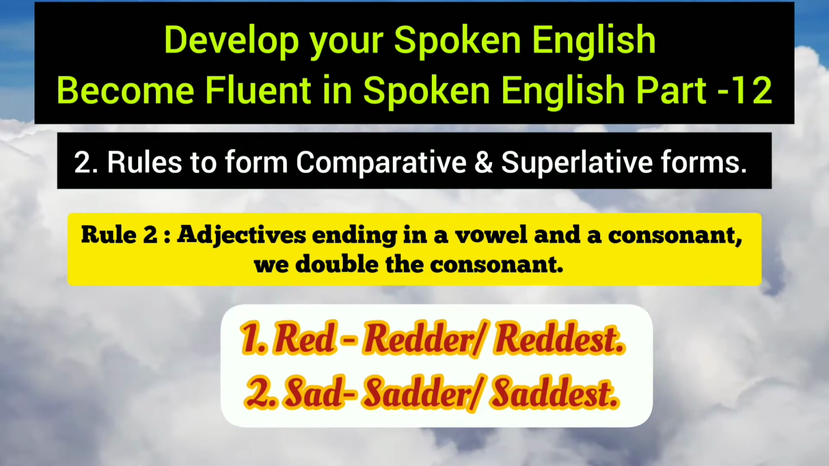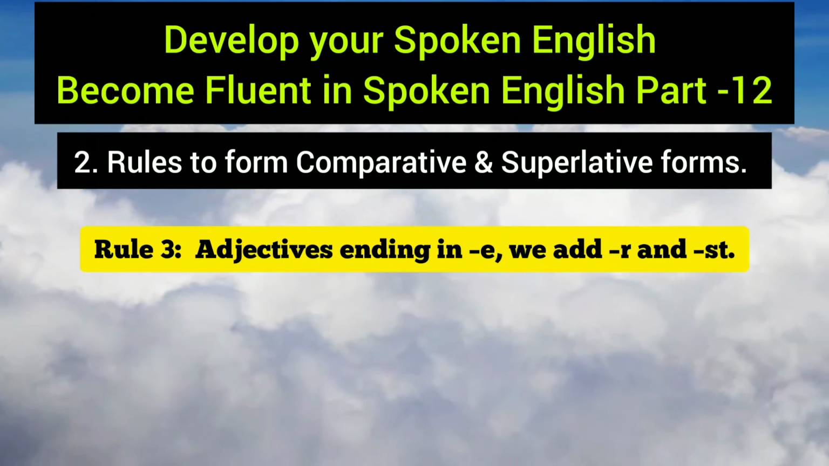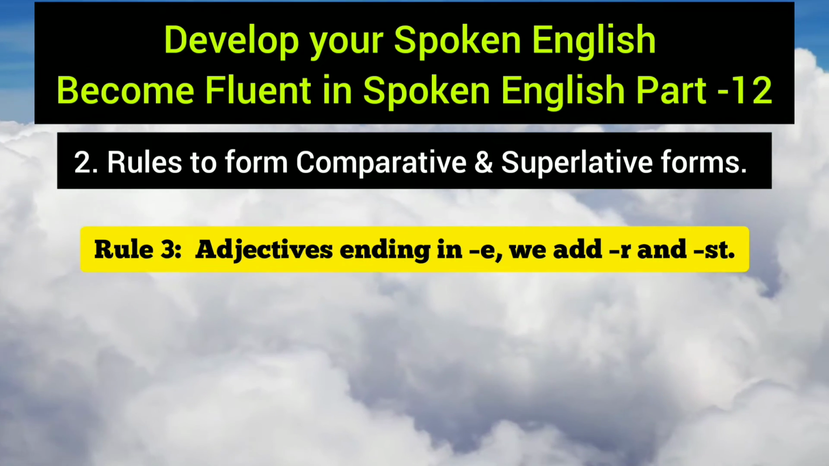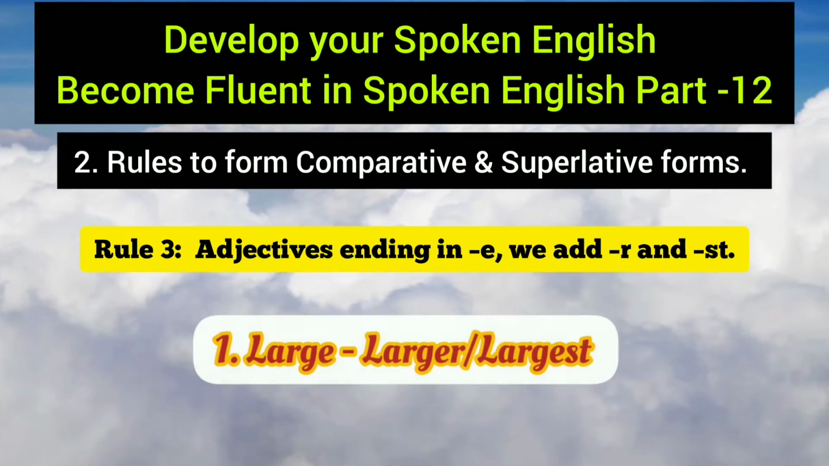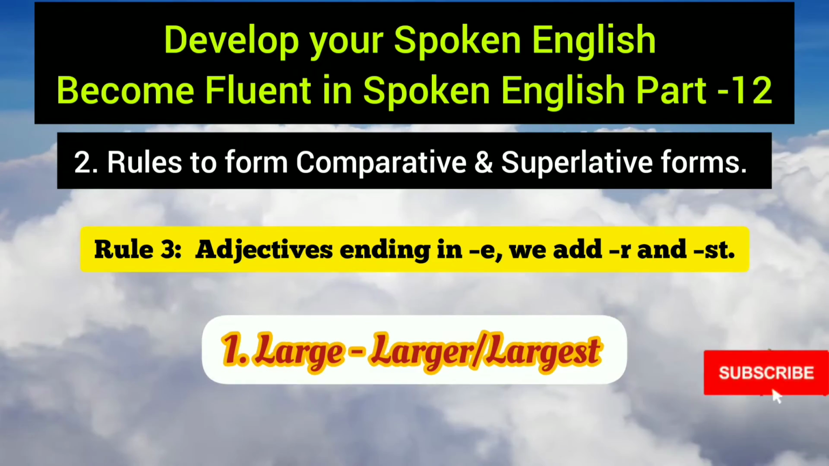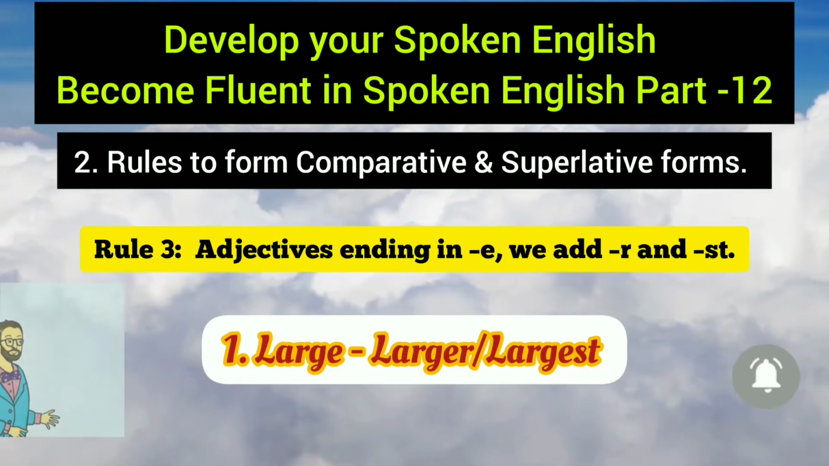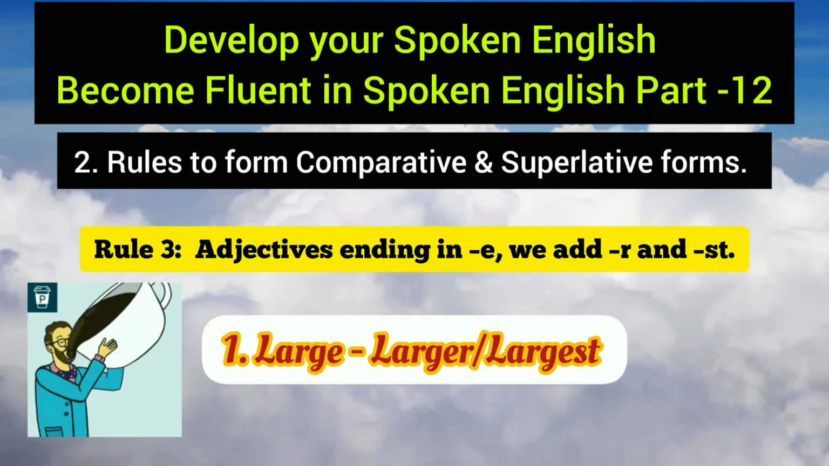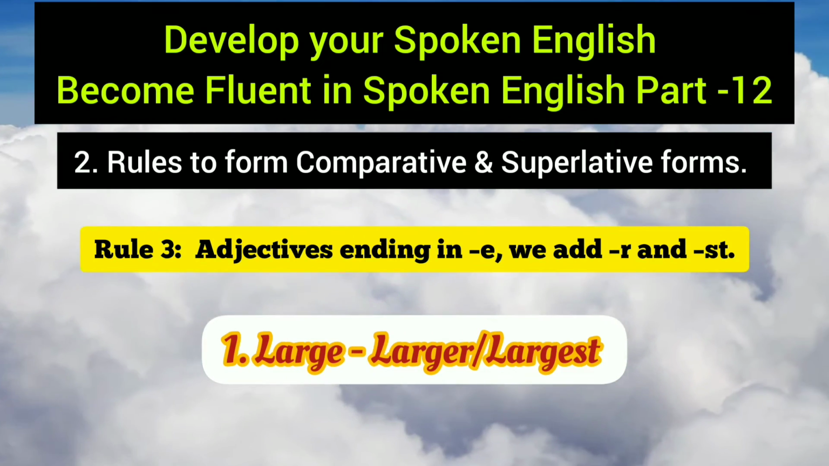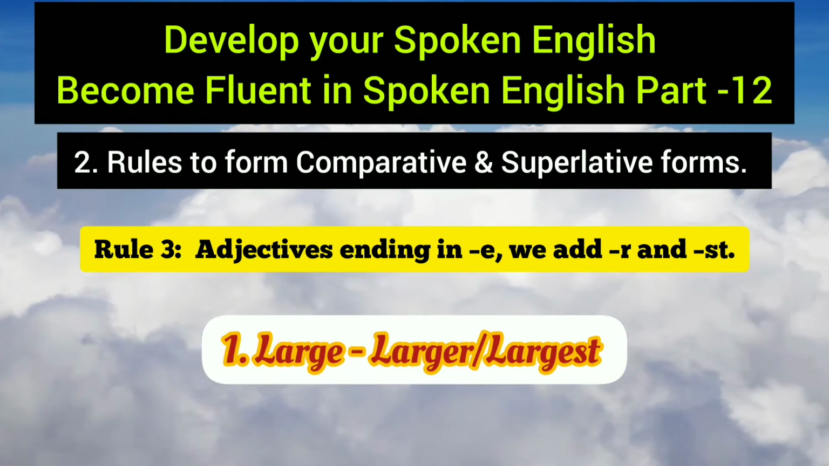Up next, I'm going to show you the third rule. For adjectives ending in E, we add -r and -st to form the comparative and superlative. The first example is large. It ends with E, so I'm adding R. The comparative is larger, and the superlative is largest, where I am adding -st. You can use larger to compare, and largest is the superlative.